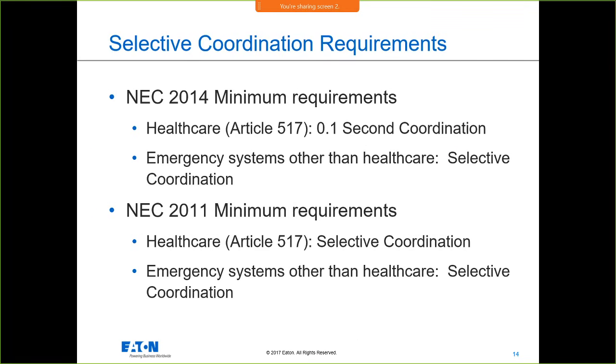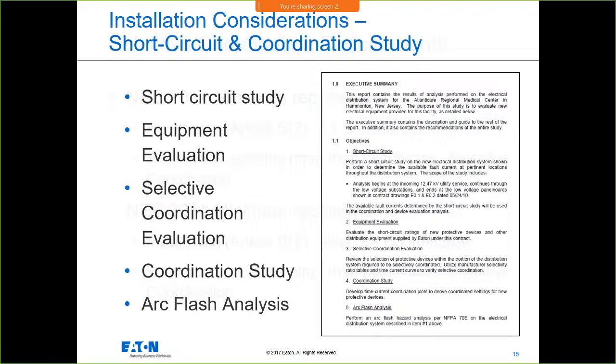Now, in the 14 cycle, Article 517 had 0.1 second coordination, but other emergency systems other than healthcare were selectively coordinated. In the 11 cycle, what 517 did was point to Article 700. So they had a selective coordination requirement if you were on the 11 or earlier, but they sort of separated themselves from Article 700 in the 14 code version. So if you're beyond 14 code, then you're doing 0.1 seconds. You're permitted to do 0.1 seconds. You're always permitted to go above and beyond bare minimum code requirements.